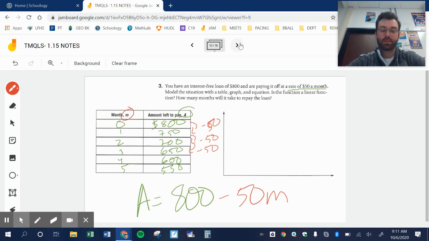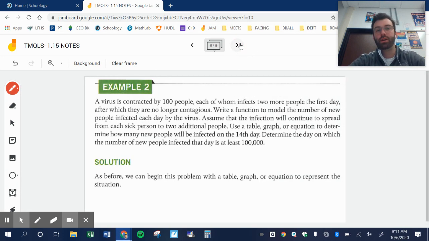Let's maybe change gears a little bit and talk about example 2. We've talked all about linear, so now we're going to talk exponential. Here we go. Hopefully you took a minute to read this. This is talking about a virus.